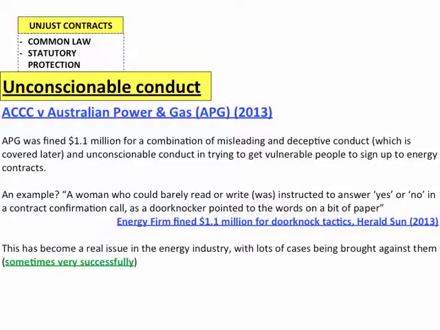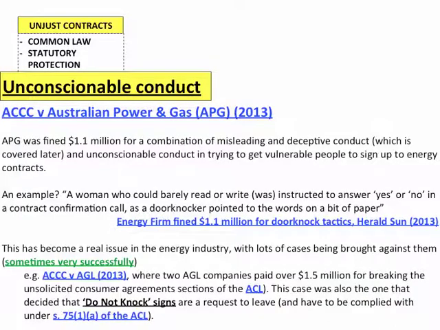Now, this has become a real issue, especially in the energy industry. There have been lots of cases brought against them. Same sort of thing with AGL. AGL got companies to go and do the door knocking for them, so they were in there together, and they broke the unsolicited consumer agreement sections of the ACL.